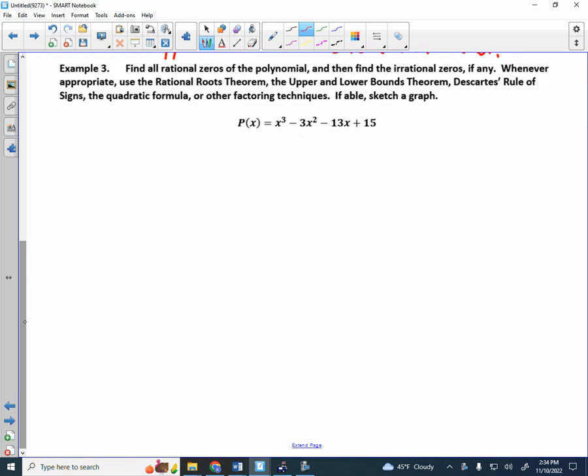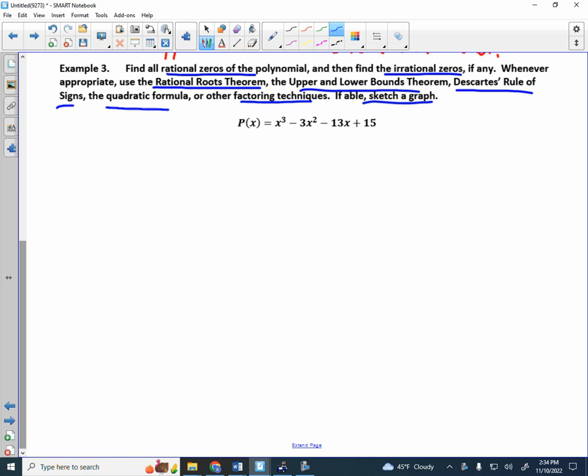This is going to take all 3 lessons that we've had, I should say all 4 lessons, and combine it into one problem. And then we will actually build on this later on in other lessons. It's pretty cool. It says find all rational zeros of the polynomial and find the irrationals if there are any. Use the rational roots theorem, the upper and lower bounds, Descartes' rule of signs, the quadratic formula, or other factoring techniques, and sketch a graph. A lot of stuff involved, right?